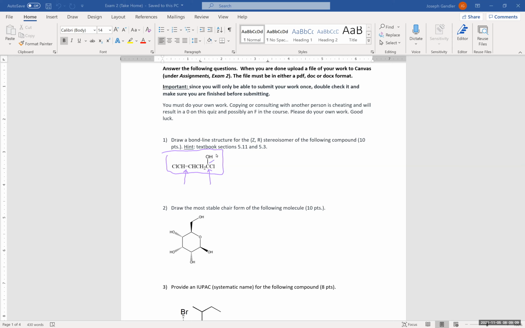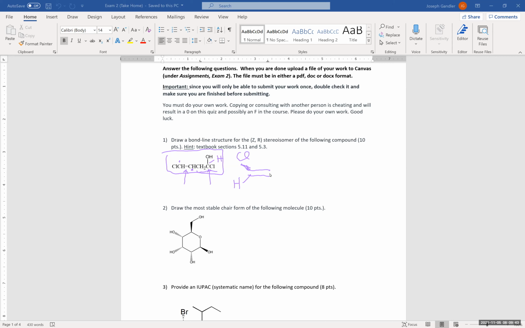By the way, there's a missing hydrogen here. I posted an announcement during the exam indicating that you should add an additional hydrogen, of course, if you missed that. So to see the Z geometry, this carbon here has a chlorine and a hydrogen. We can put the chlorine here, you can put it down, and then the hydrogen would go here. And this vinyl carbon has a hydrogen and the rest of the molecule.